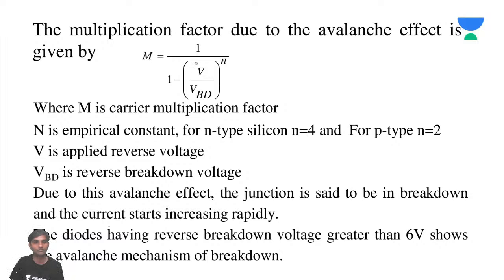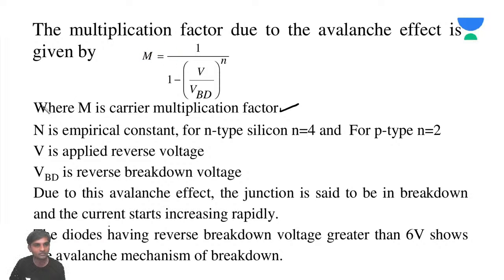M is equal to 1 by 1 minus (V by VBD) power n, where M is the carrier multiplication factor. That is how many times the carriers are increasing. This M represents how many times it is multiplying.